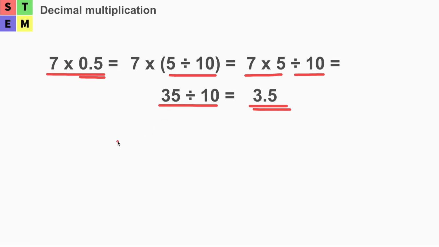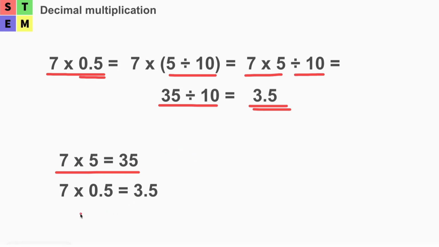So we have here 7 times 5 equals 35. And we have 7 times 0.5 equals 3.5. So we got one digit on the right of the decimal, and we have one digit on the right of the decimal. Otherwise, if we remove the decimal here, we got 35, right? So think about this.